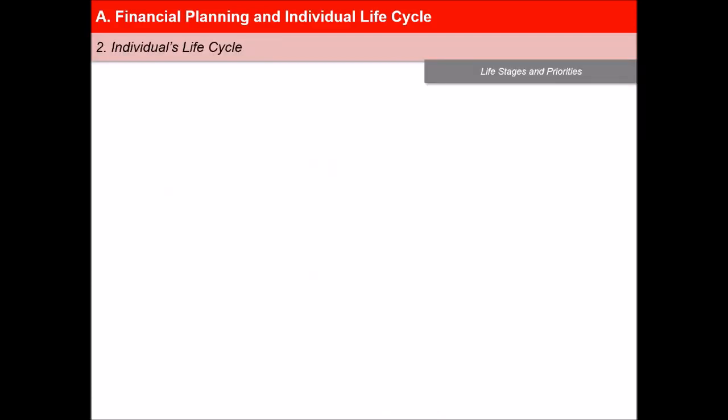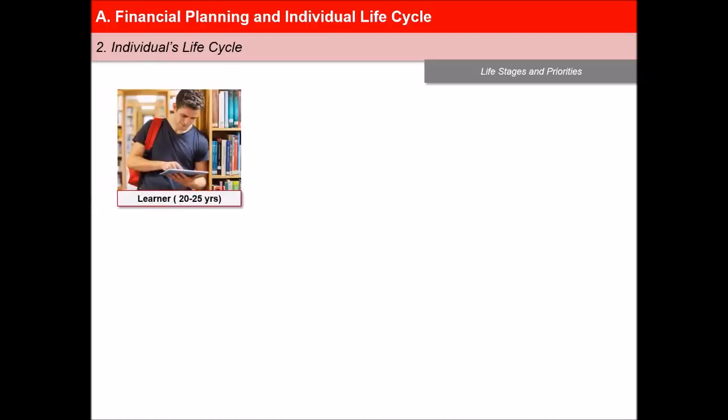There are different stages in an individual life cycle, and the priorities change with each stage. Let us discuss different stages of life and their respective priorities. First stage is of a learner, a stage when one is preparing to be a productive citizen through enhancing his or her knowledge and skills. Funds are required for financing one's education.